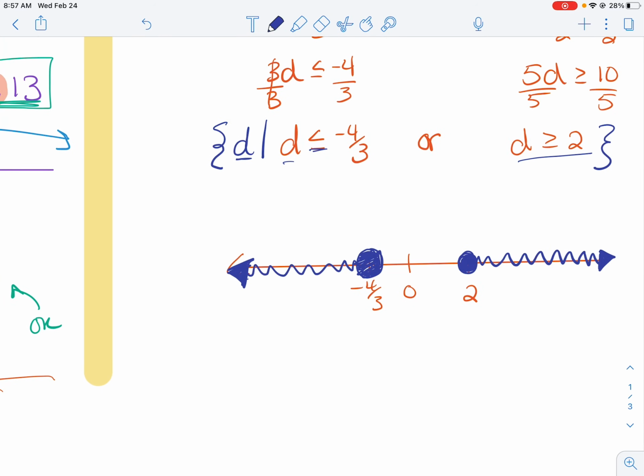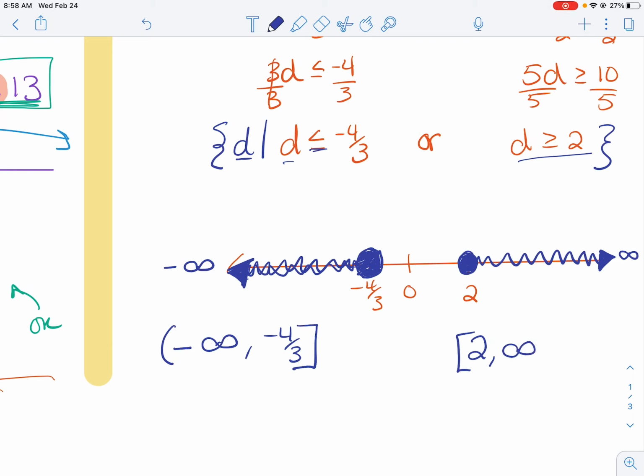And then if we want to do interval notation, so remember your number line goes from -infinity up to +infinity, right? So we would start our first interval to show that we're using all of this stuff would be from -infinity up to -4/3. We never include -infinity, but -4/3 is colored in, so we are going to include that. My second interval would be from 2, because we're starting with 2 and we're including 2, so I'm going to use a hard bracket, all the way up to +infinity.